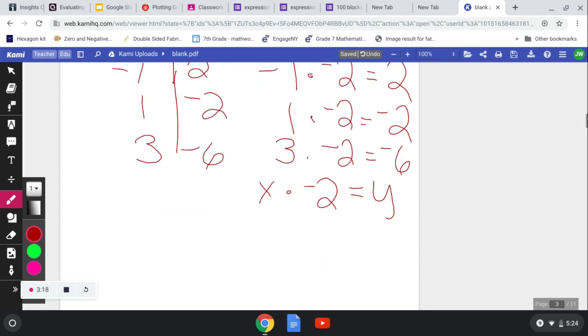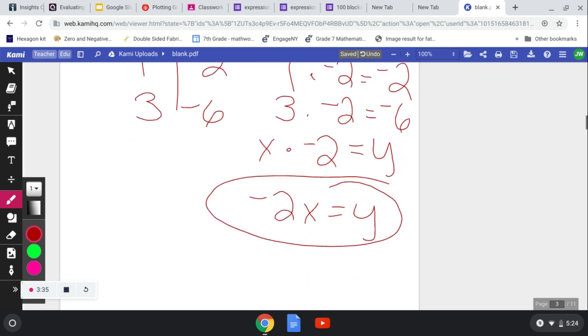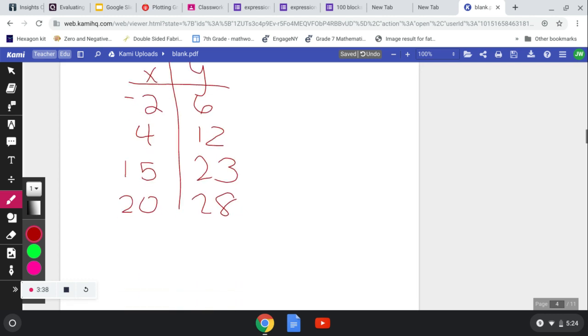So if I write that as a function, remember this first column represents my x, times -2 is equal to y. Now, I'm okay with that, but if you'll remember when we talked about our coefficients and our variables, we like our coefficient first. So this is the better way to write that equation, because the coefficient is in front of the variable. Okay, let's look at this next one. I want you to look at this one and tell me, is it going to be an additive relationship, meaning I'm going to add, or is it going to be a multiplicative relationship, meaning I'm going to multiply?